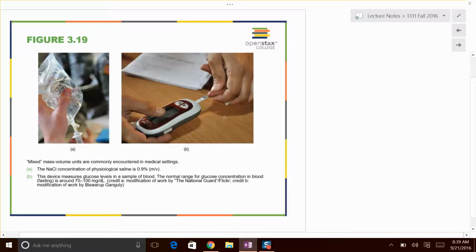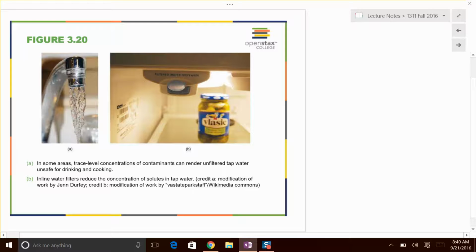All right, so here are some examples of ways that you might see these kinds of things. Like in medicine, the sodium chloride concentration of physiological saline is 0.9% mass per volume. Or with your blood glucose, it's 70 to 100 milligrams per deciliter. It's a mass per volume ratio as well. With drinking water, trace levels of contaminants render unfiltered tap water unsafe for drinking and cooking, right? So you'll have parts per million, parts per billion. You don't want too much lead in your water, so they'll check the parts per million of lead in your drinking water to see whether it's safe or not, those kinds of things.